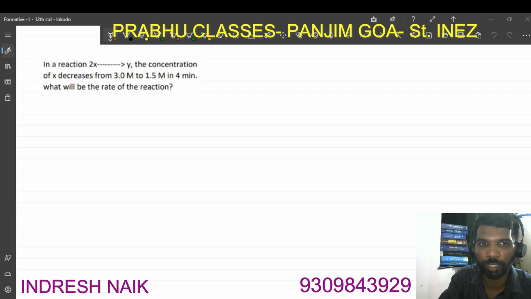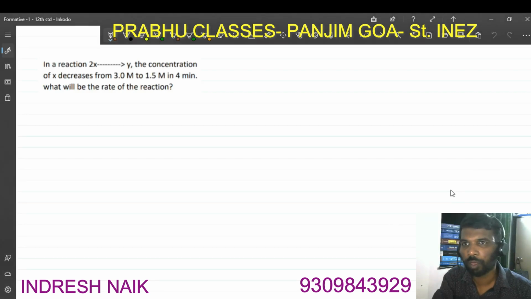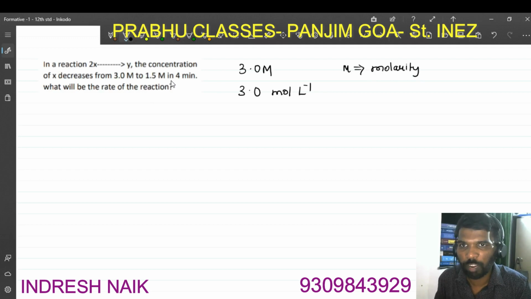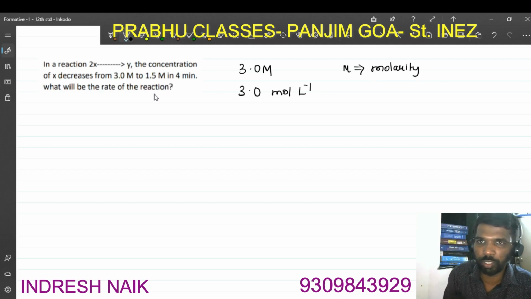Okay, here is the next question. Let's solve this. The question asked is: in a reaction x changing to y, the concentration of x decreases from 3.0 molar to 1.5 molar in 4 minutes. Capital M means molarity, the same as writing moles per liter. So 3 was the initial concentration, and it has changed to 1.5 in 4 minutes.